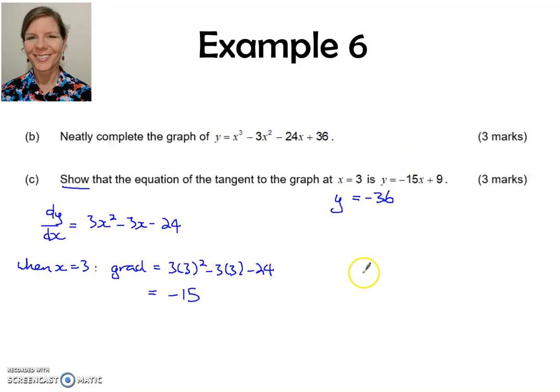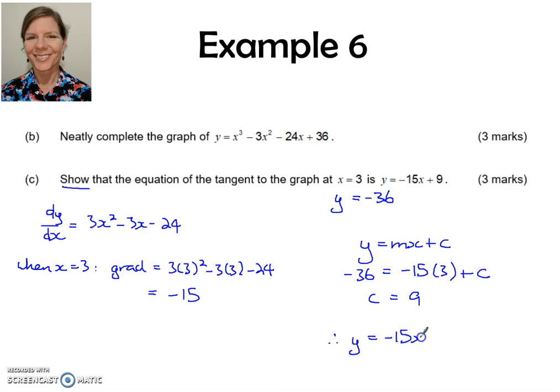So what we're going to use is this gradient. Now we're saying y equals mx plus c, so we're working out the equation of that straight red line. We know the gradient is negative 15. We know the x value is 3. We know the y value is minus 36, and we're trying to work out the c value. You rearrange that, you end up with 9. Therefore, y equals minus 15x plus 9, as shown.